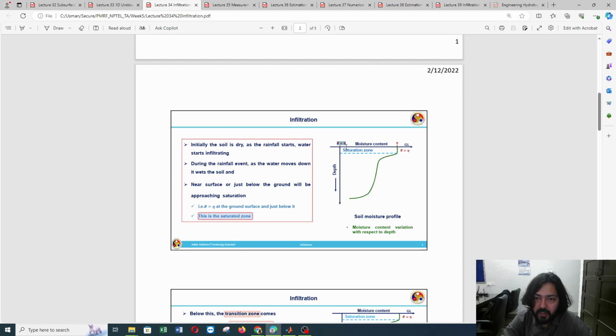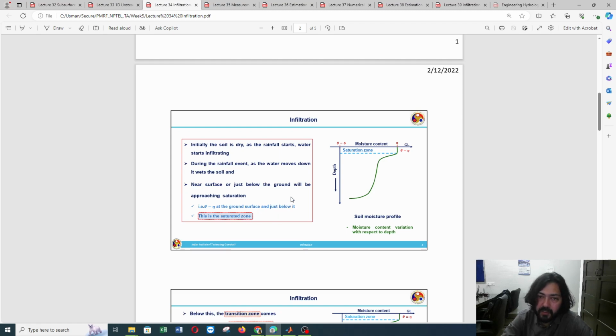Now as soon as the rainfall begins, water will start infiltrating below. So the depth of infiltrating water will go on increasing, and at the same time the moisture content will also increase in the x direction. So there will be variation in the x direction, which is in terms of moisture content, and variation in the y direction, which is nothing but the water that is infiltrating inside the soil. So near the surface, just below the ground, it will be approaching saturation, right? So theta equals porosity at the ground surface and just below it. This is called the saturated zone.